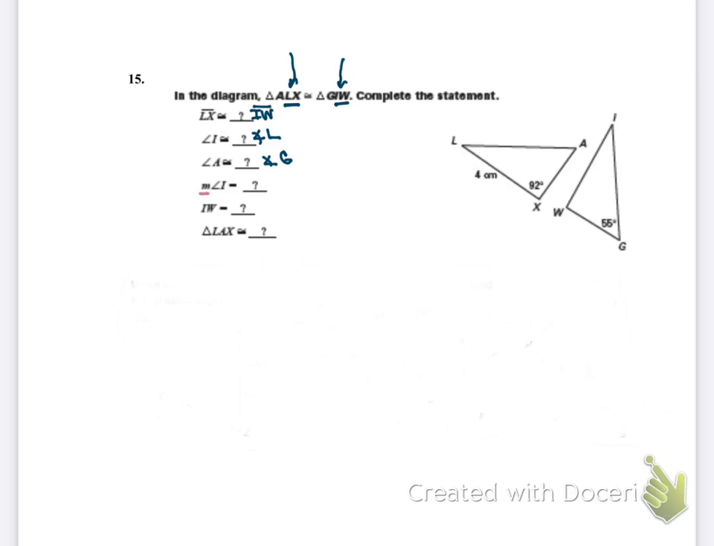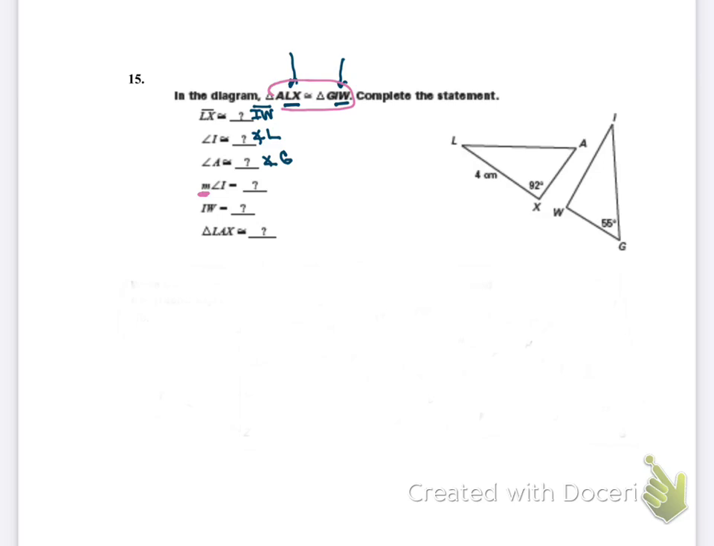Do you see this little m? That's saying the measure of angle I equals. So it doesn't want to know which one is it congruent to. It wants to know what its measurement is. And I look, and I don't have a measurement for I. But then I remember, wait a second, I can go back and use my congruency statement.